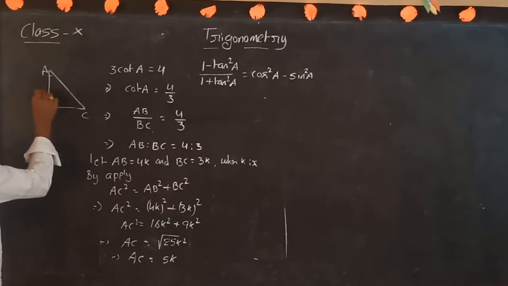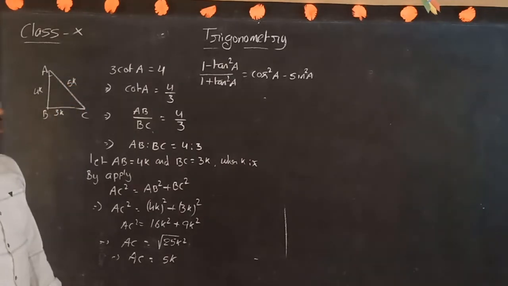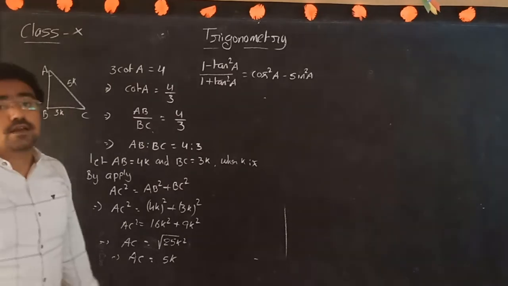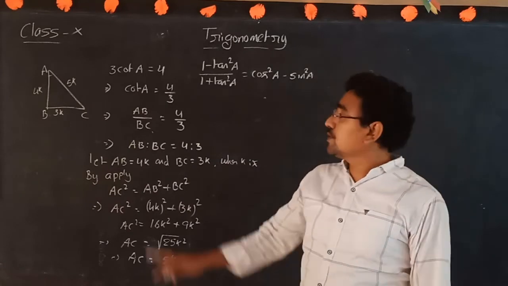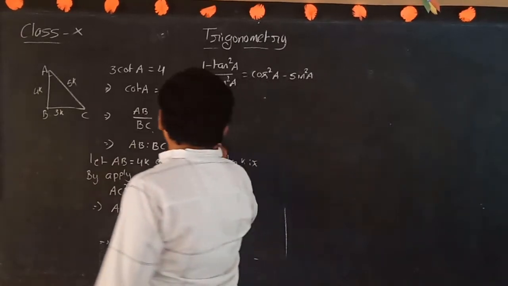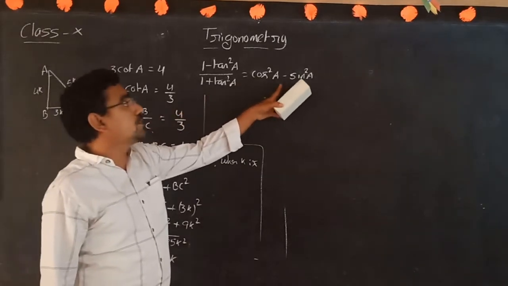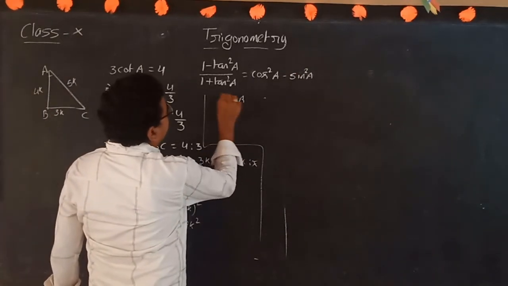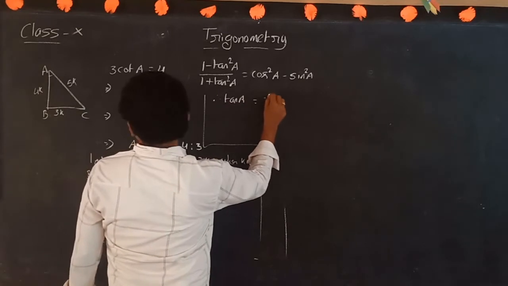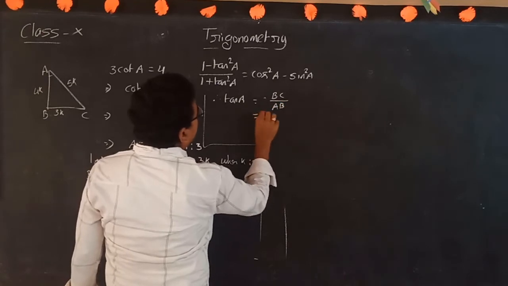Now here we have AB value 4K, BC value 3K, and AC value 5K. Now we have the three sides of a right angle triangle, so we can define the trigonometric ratios. For doing the problem, we need the tan A value as well as cos A and sin A. First I am going to tan A. Therefore, tan A equals opposite, BC by AB.